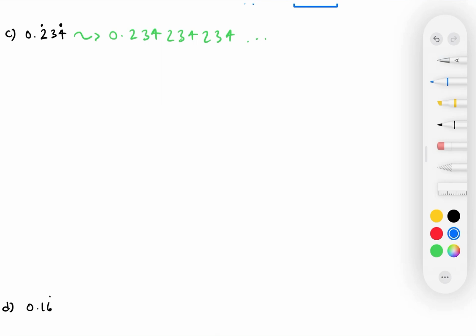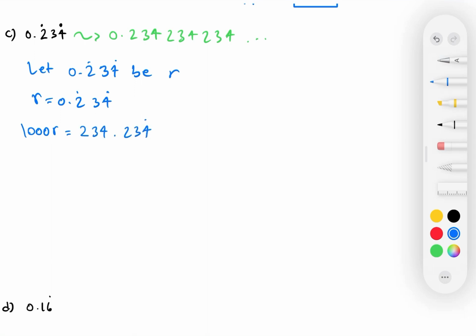All right, next you just have to give this a name again. So you can say let r be equal to 0.234 dot dot. Once again, you have to move a whole repeated part of this behind the decimal. And here I think 1000 would do the job. So 1000 times r, 1000 times 0.234 dot dot, would give me 234.234 dot dot, right? So I move a whole repeated part behind the decimal.